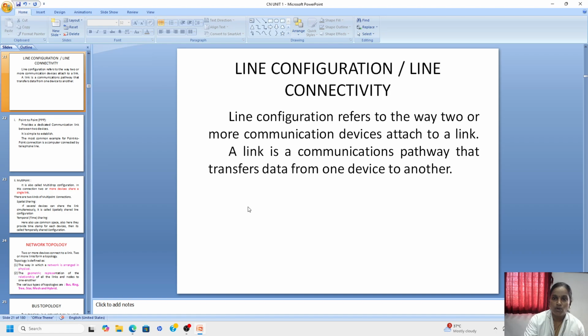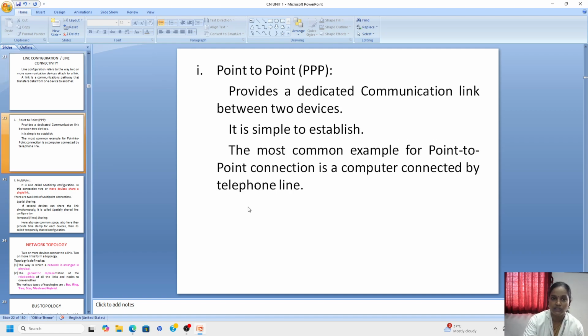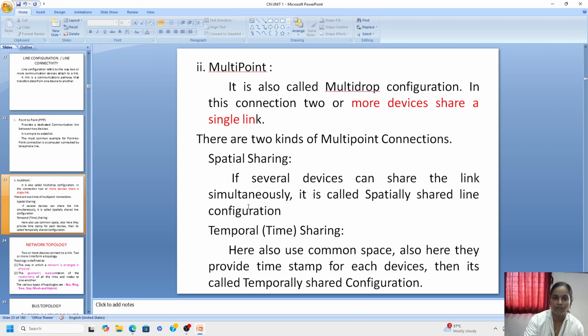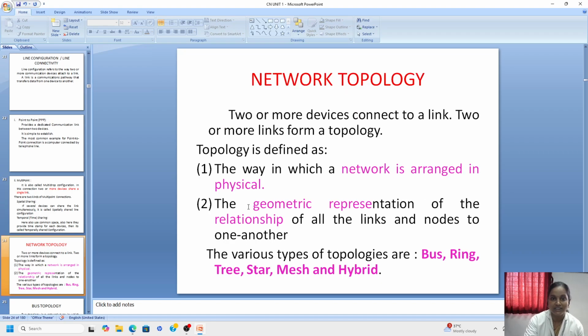Next one is line configuration and line connectivity. The line configuration refers to the way two or more communication devices are attached to a link. The link provides a communication path from one device to another device. This can be configured as either point-to-point communication or multi-point communication. Point-to-point means one-to-one communication. Multi-point means two or more devices are connected with a single link.